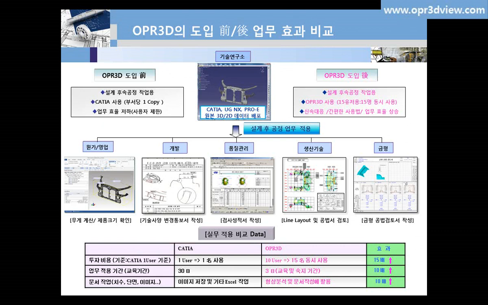The second is rapid application to the work. OPR3D is a product with a high utility rate, and it can be applied to business immediately when you finish basic education of just 2 hours. Finally, it is a 3D and 2D view product developed domestically, and improved performance and additional features are supported rapidly.